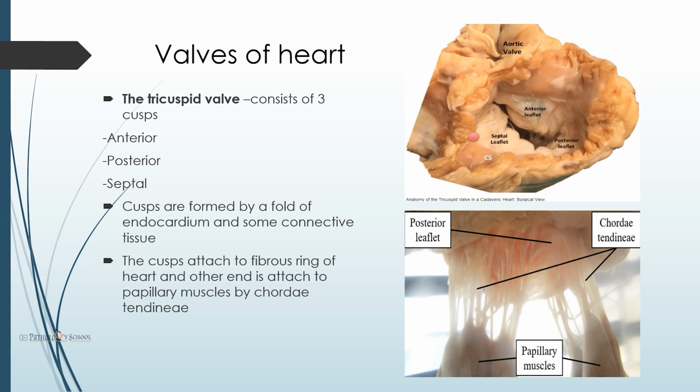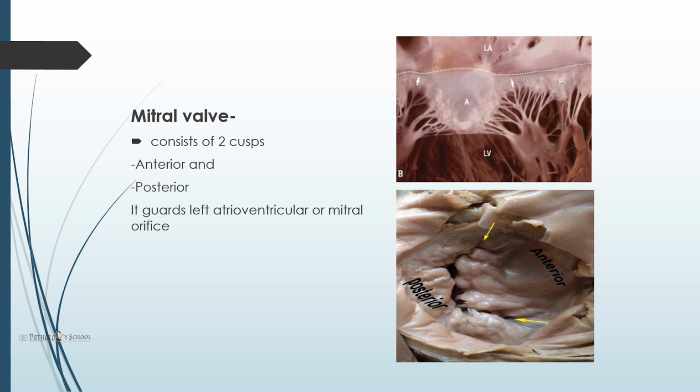Valves of the heart. The tricuspid valve consists of 3 cusps: anterior, posterior and septal leaflet. The cusps are formed by a fold of endocardium and some connective tissue. The cusp is attached to the fibrous ring of the heart, and the other end is attached to the papillary muscles by chordae tendineae. Mitral valve: it consists of 2 cusps, anterior and posterior. It guards the left atrioventricular or mitral orifice.